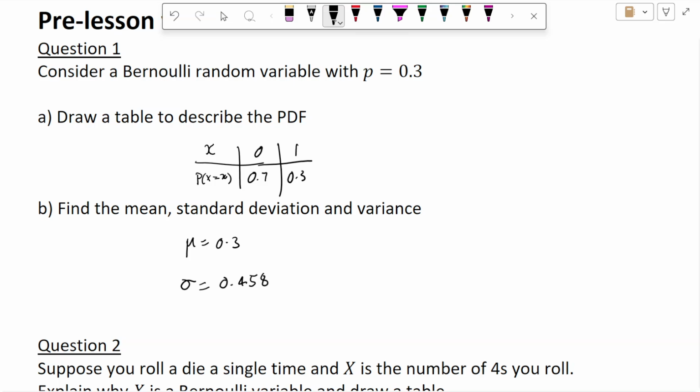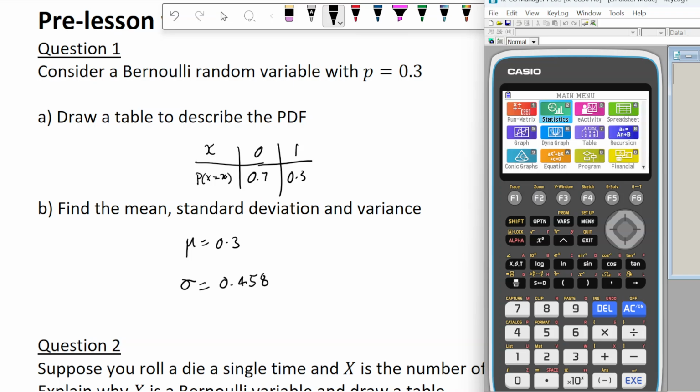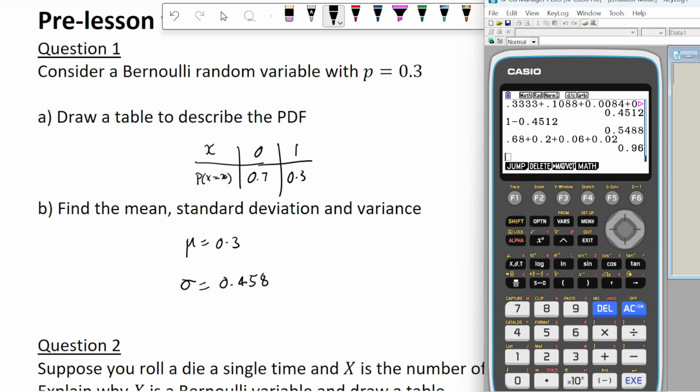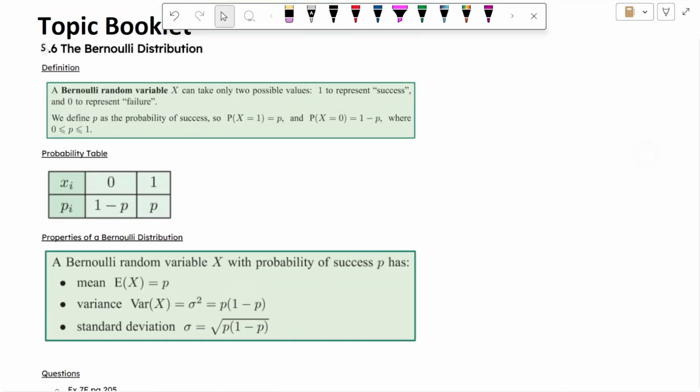Now the variance would be the standard deviation squared. So in our case, the variance, if we just go 0.458 and square it, so the variance is about 0.210. And I guess that standard deviation is an approximate as well. Okay, so that's how you do it with a normal PDF, but with a Bernoulli distribution, there's actually formulas.